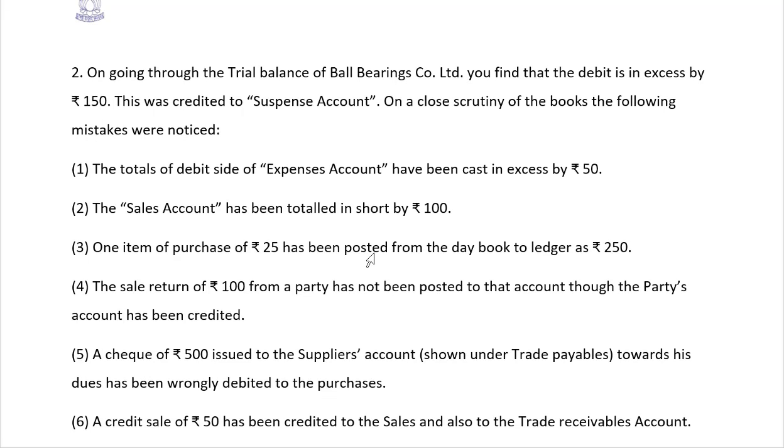Just read the question. On going through the trial balance of Ball Bearing Company Limited, you find that the debit is in excess by 150. This was credited to suspense account. On close scrutiny of the books, the following mistakes were noticed. Number 1, the total of the debit side of expense account has been cast in excess by 50. The sales account has been totaled short by 100. One item of purchase of 25 has been posted from day book to ledger as 250. So this is a mistake.